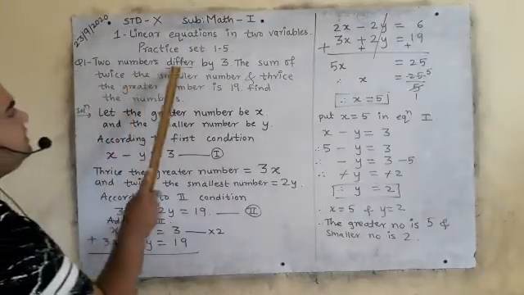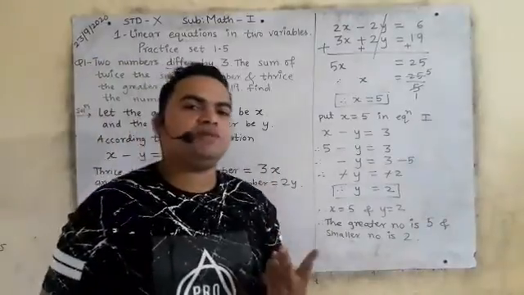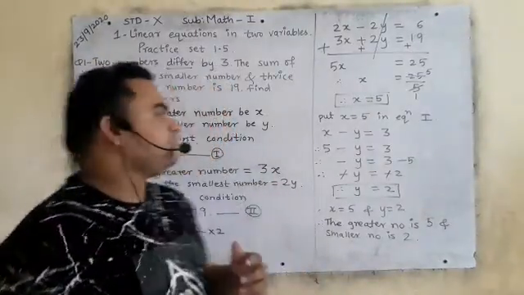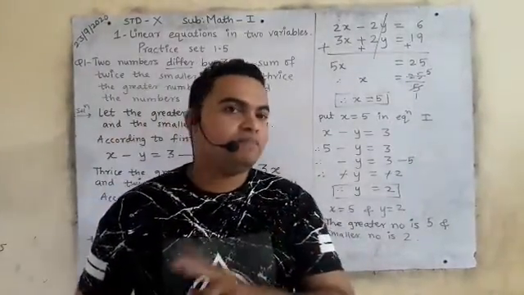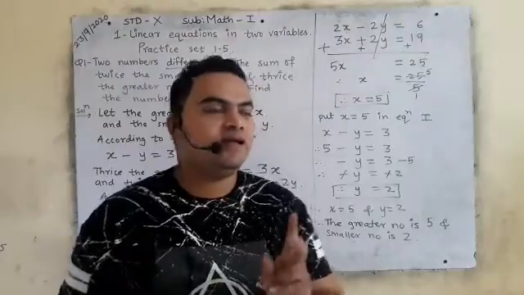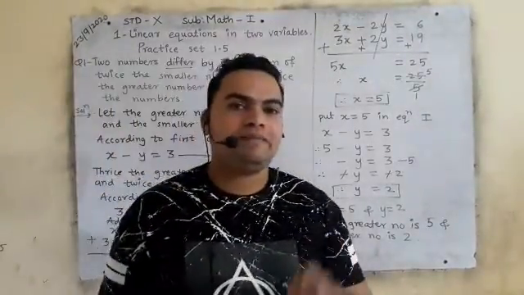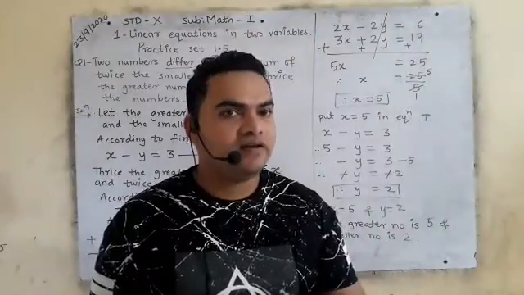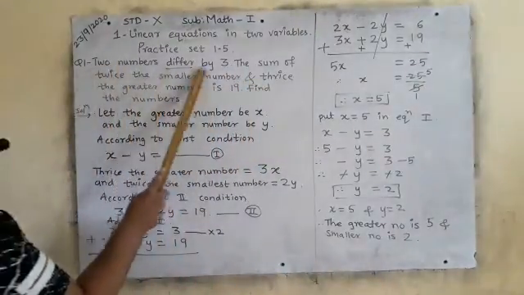Two numbers differ by 3. There are two numbers, but which two numbers we don't know, so we have to consider those two numbers. Differ means the difference between them. The difference between the two numbers is 3. Difference means subtraction. Whenever the word difference or differ comes, it means subtraction.